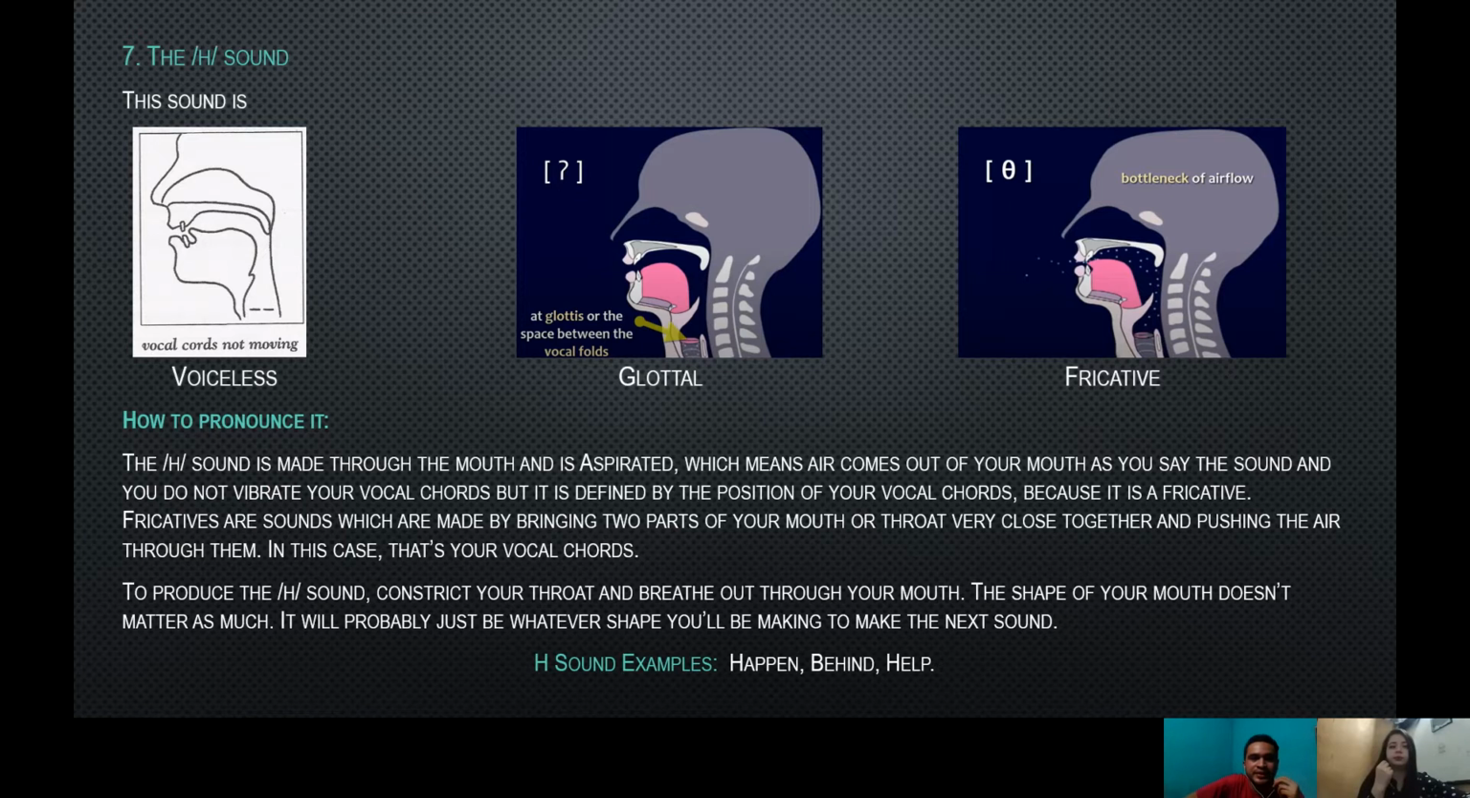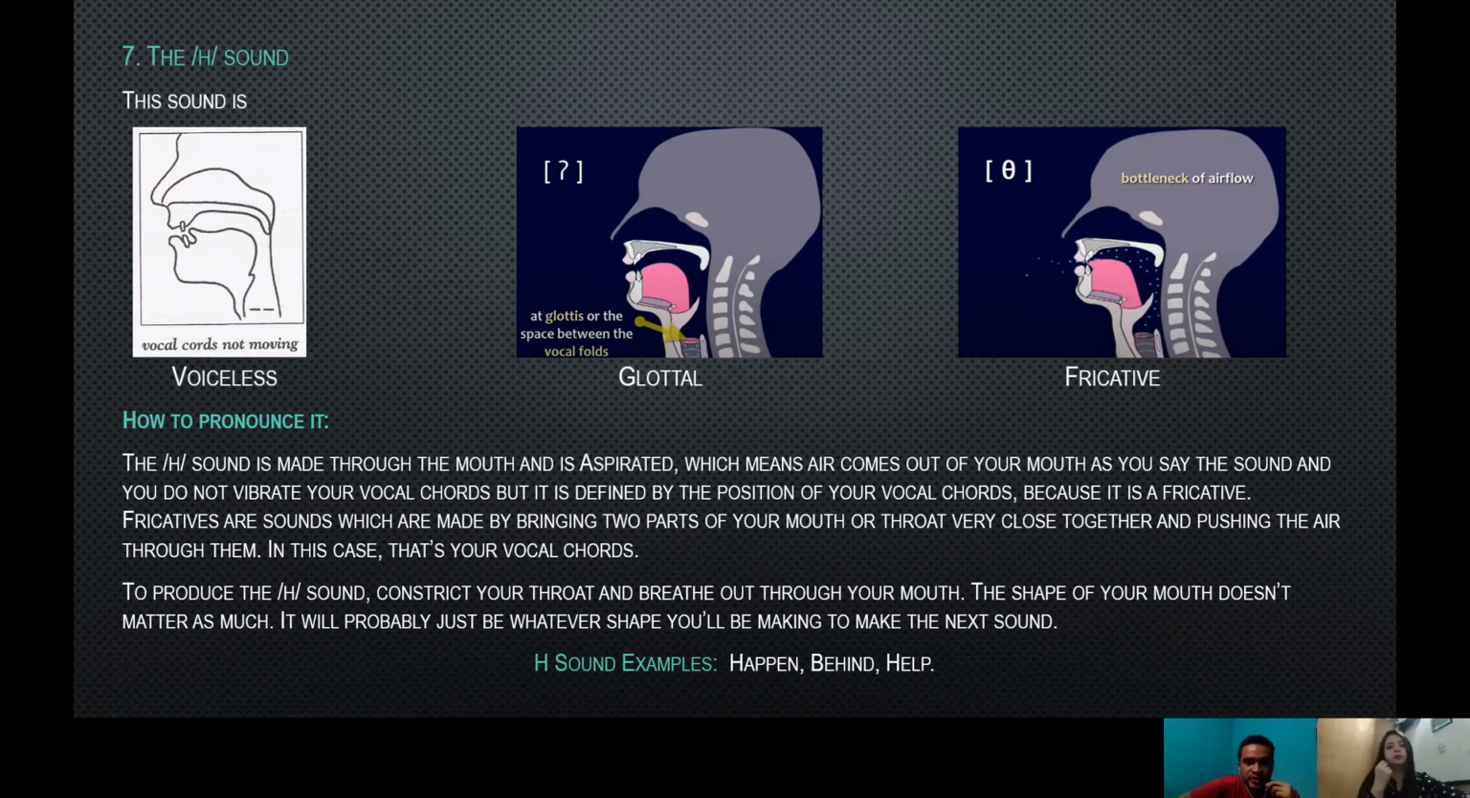The H sound. This sound is voiceless, glottal, fricative. How to pronounce it? The H sound is made through the mouth and is aspirated, which means air comes out of your mouth as you say the sound, and you do not vibrate your vocal cords, but it is defined by the position of your vocal cords because it is fricative. Fricatives are sounds which are made by bringing two parts of your mouth or throat very close together and pushing the air through them. In this case, that's your vocal cords.